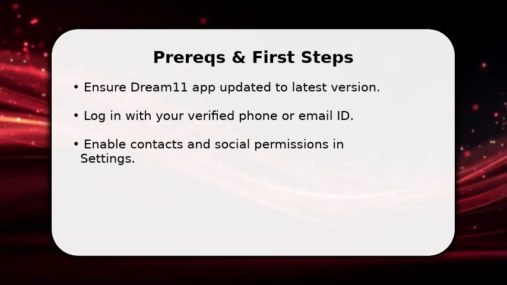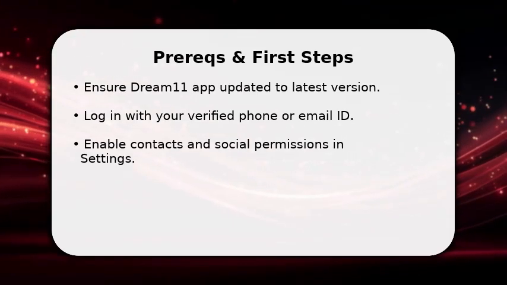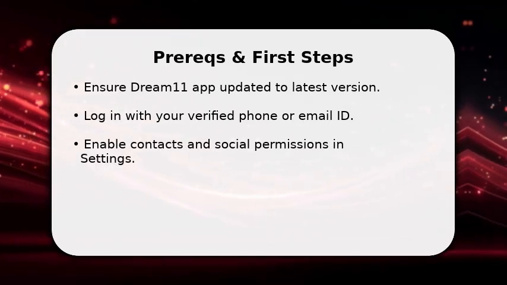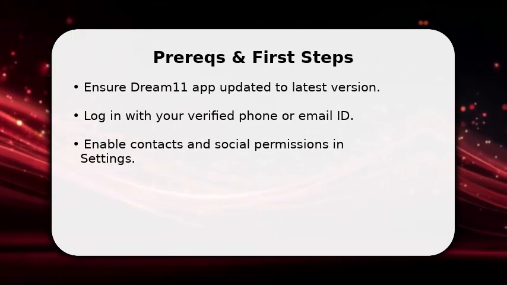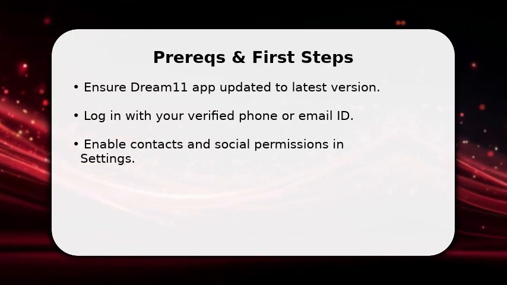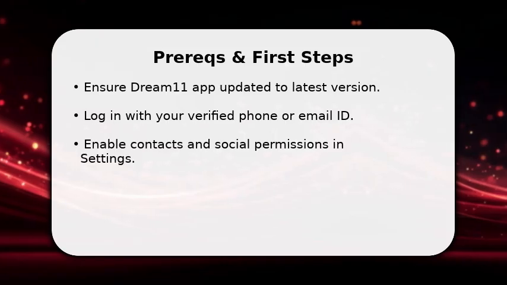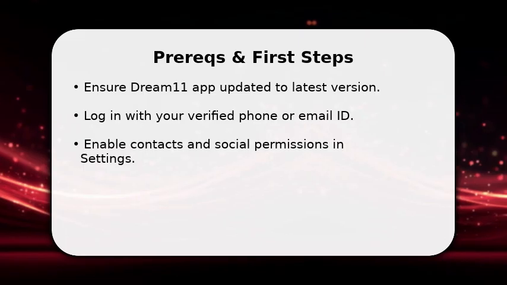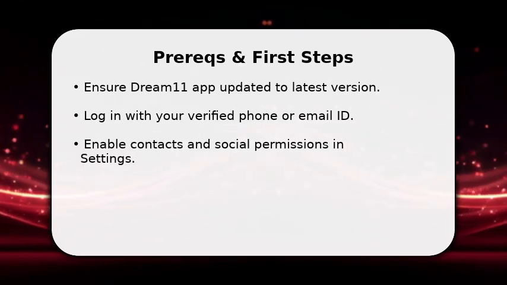Enjoy the video. You start by preparing the app so friend discovery works. Update Dream11 and sign in with the account you use most. This avoids duplicate profiles. Once done, grant contact and social permissions in your phone settings so the app can scan for friends. Next, open the app and tap the profile or social icon. This is where Friend Tools live. You do this first because permissions and the correct account are the foundation. Without them, the next steps won't find anyone.